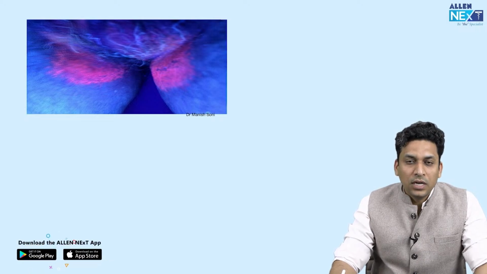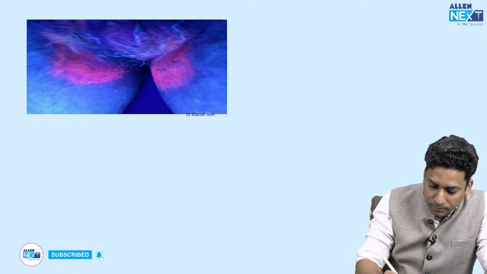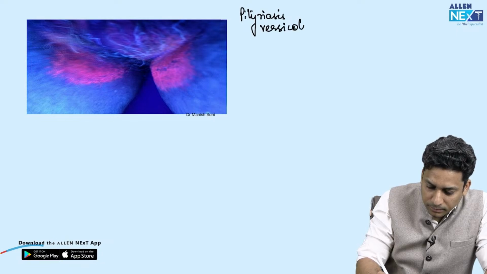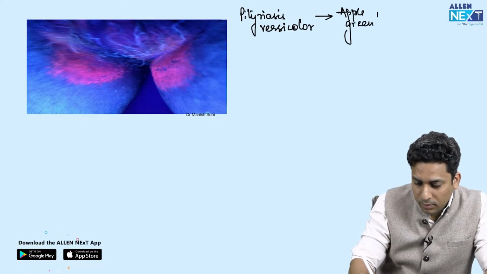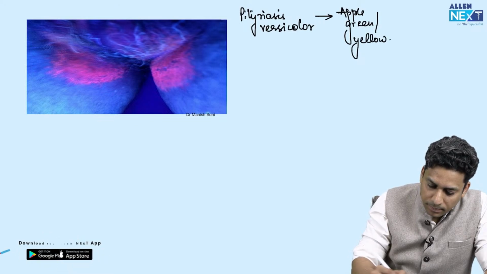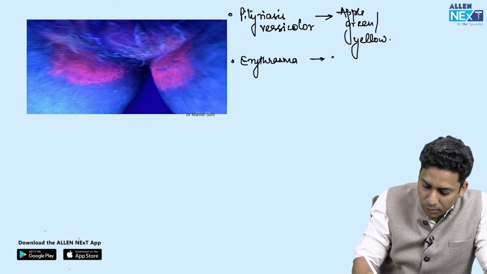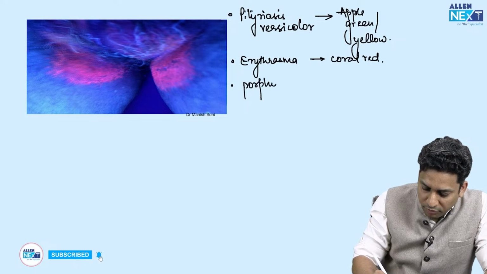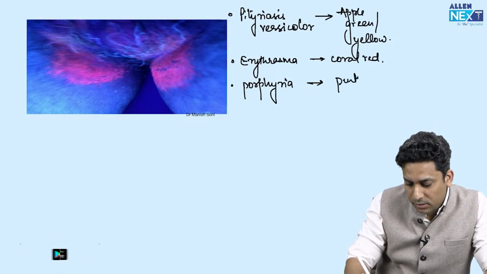Okay. Now this is not the only condition where Wood's lamp is used. There are various other conditions as well. So these are a few important conditions which you can remember. In pityriasis versicolor, under Wood's lamplight, apple green or yellow fluorescence is seen. In erythrasma, as I already told you, coral red color is seen. In porphyria, where we collect the urine of the patient in a test tube and then we examine it, the color becomes pink.